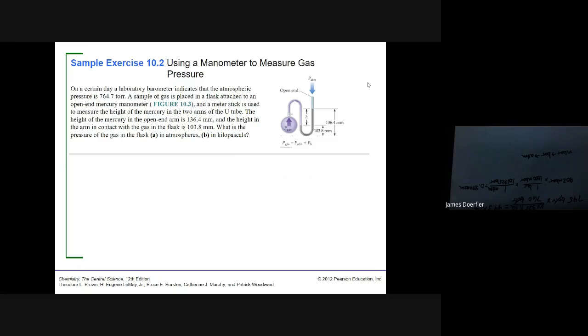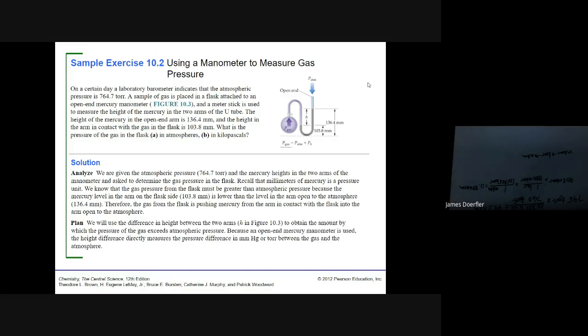So a meter stick is used to measure the height of mercury in the two arms of the U-tube. The height of the mercury in an open end arm is 136.4 millimeters, as I said a few moments ago. And the height in the arm in contact with the gas in the flask, right here, is 103.8 millimeters. So first, we need to figure out what is the pressure of the gas in the flask in both atmospheres and kilopascals. So keep in mind these values here.